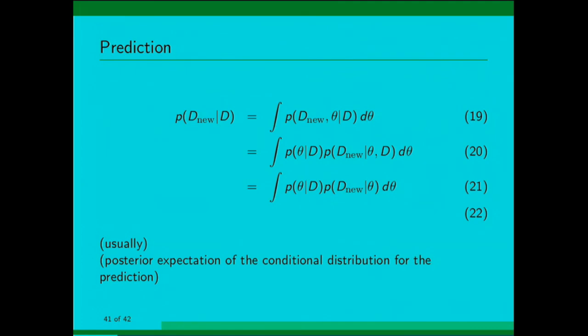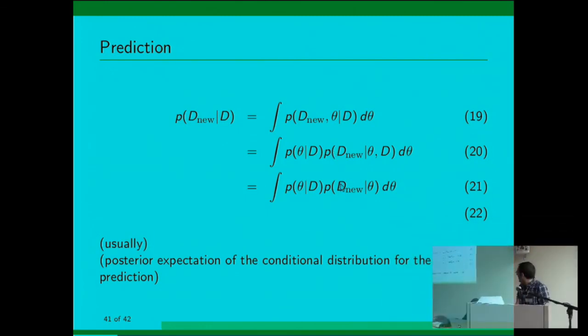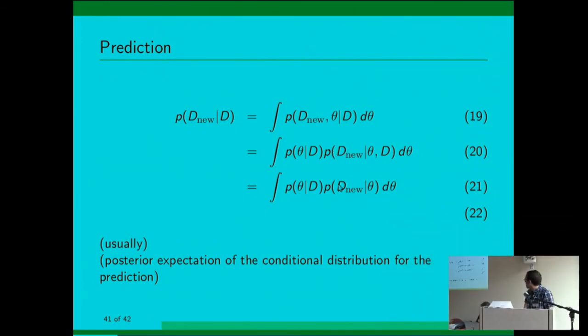You can also use the sum rule to see how prediction works in Bayesian inference. It comes out fairly naturally. So if you wanted to predict some new data, D new, from some data that you already have, D, then you can write this out using the sum rule, then use the product rule here, and then there's an independence assumption in going to the third line.